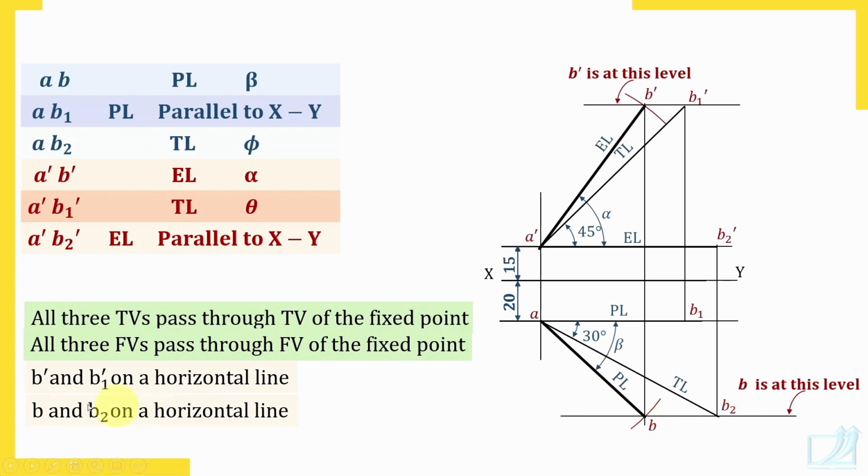That is what we have already mentioned here. B and B2 lie on a horizontal line. Check here. A and B1 lie on a horizontal line. B dash and B1 dash lie on a horizontal line. Check. We have already mentioned here. B dash and B1 dash on a horizontal line. A and B1 on a horizontal line. Where we have mentioned here, check here. AB1 is parallel to XY line. Similarly, A dash B2 dash is parallel to XY line. Means A dash B2 dash on a horizontal line.